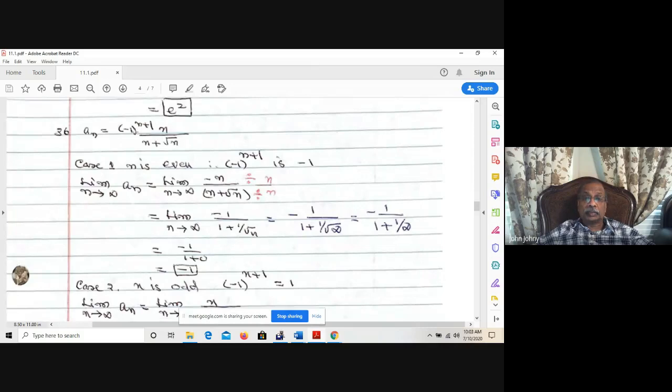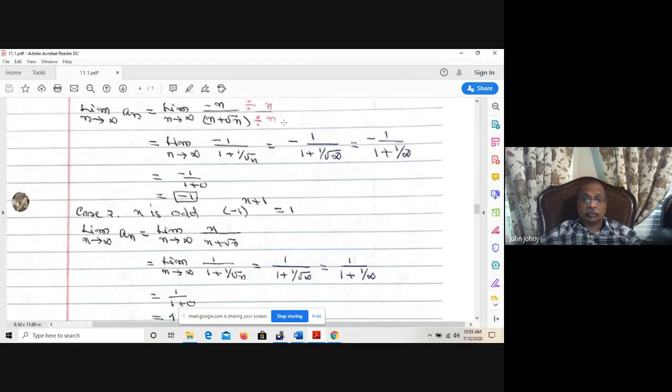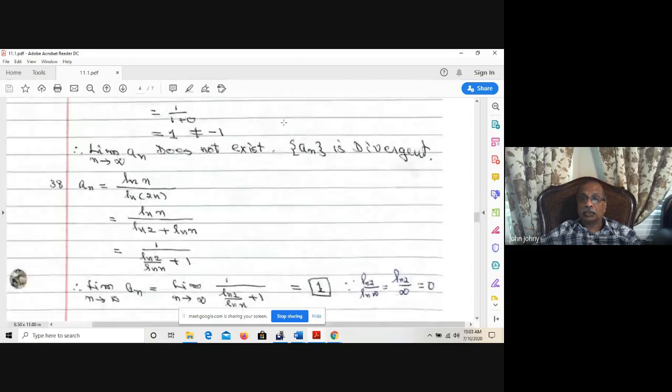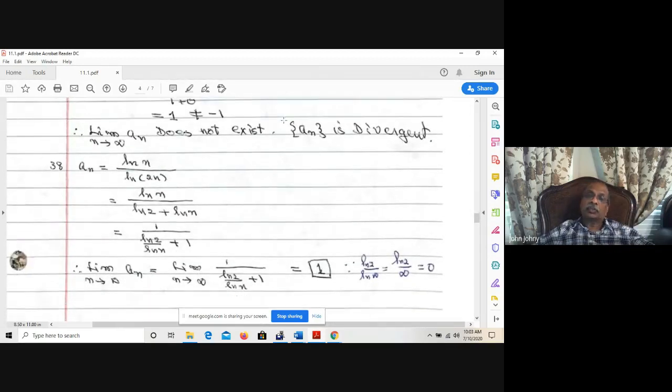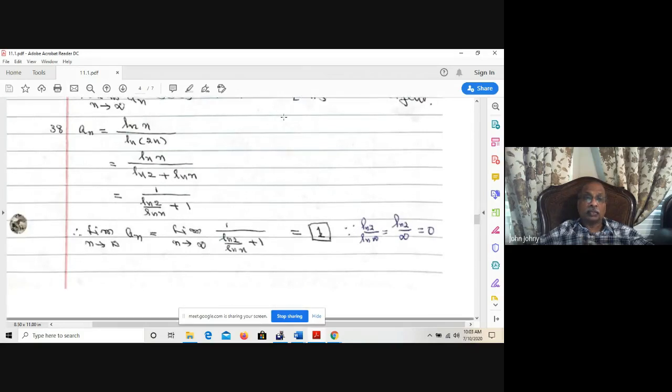So this is the strategy here. You find the limit in two different cases. n is a natural number, which means it is either even or odd. So when n is even, the limit is negative 1. When n is odd, the limit is positive 1. Therefore, these two numbers are not the same. So the limit does not exist. It is in fact an oscillating sequence, but the book says divergent. So let us go with the book.